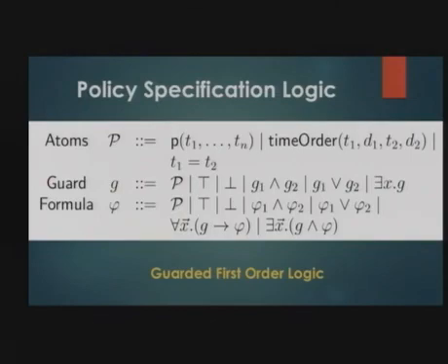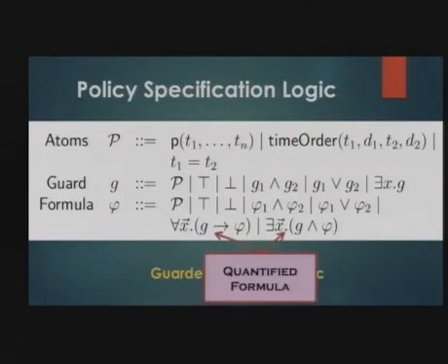Or it could be a conjunction of two policies, or a disjunction of two policies, or you have a quantified formula. For the first quantified formula, what you have to read is, for all x that satisfies G, also satisfy this phi. The second formula reads, there exists x for which, if it satisfies G, it also satisfies phi.